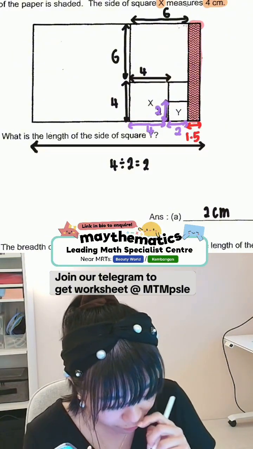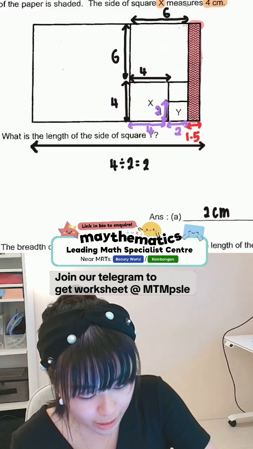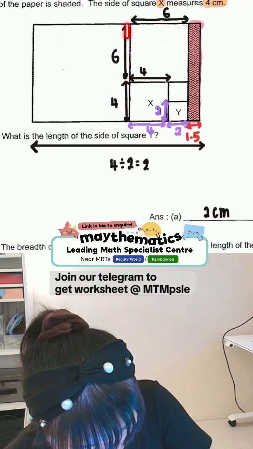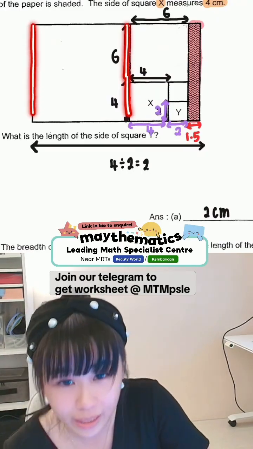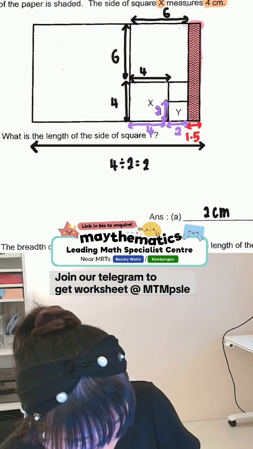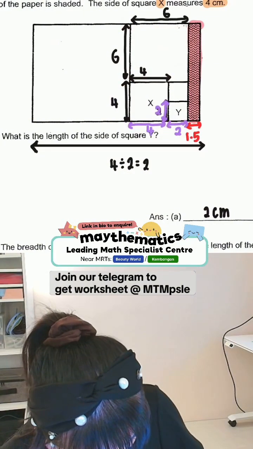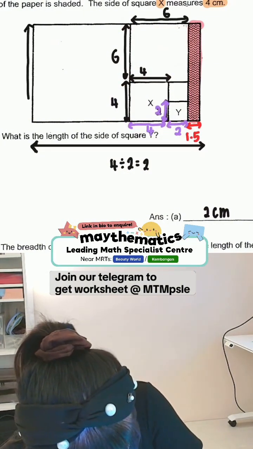Okay, so you can find this one first. Then once you find out this is 6, you can work with the clue. If this is 6 and this is 4, now we can find the length of the biggest square right here. So 6 plus 4 is 10.